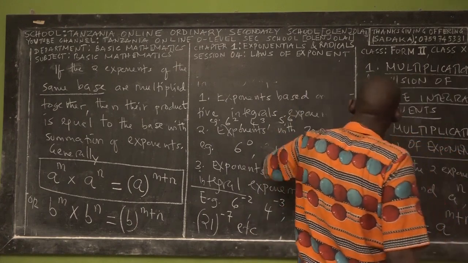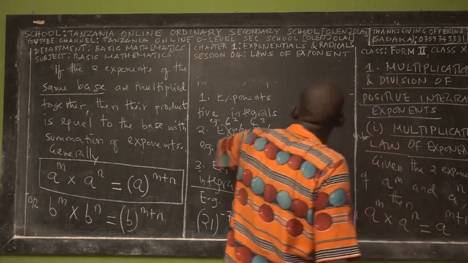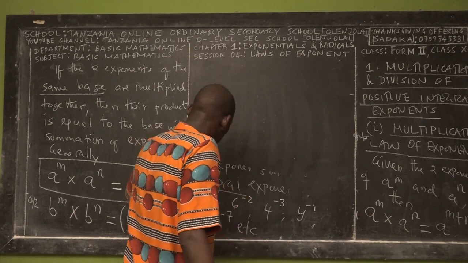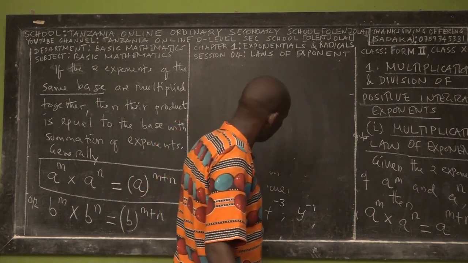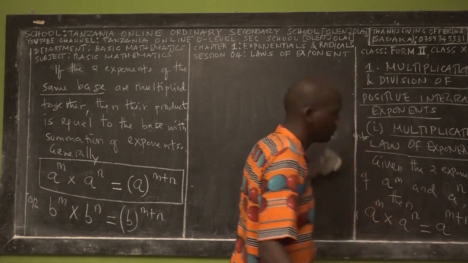So that is, what do we call it? Multiplication law of exponents. Say it: multiplication law of exponents, with the same base. The condition is with the same base.